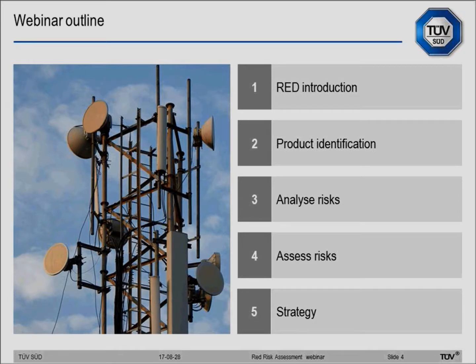The RED introduction will briefly cover the relevant concepts relating to risk assessment. In the product identification section, we will explore what should be known about the product, its functions and accessories in preparation for a risk assessment. In the Analyze Risks section, we will explore risk analysis principles, which include hazard and risk identification. In the Assess Risks section, we will explore risk assessment principles, including risk reduction and other potentially necessary forms of compliance. In the Strategy section, we will explore strategic considerations and documentation format.